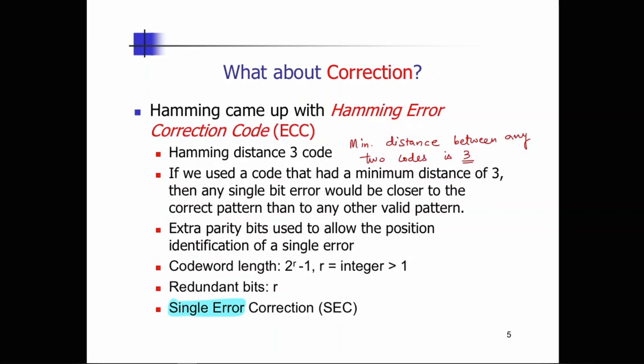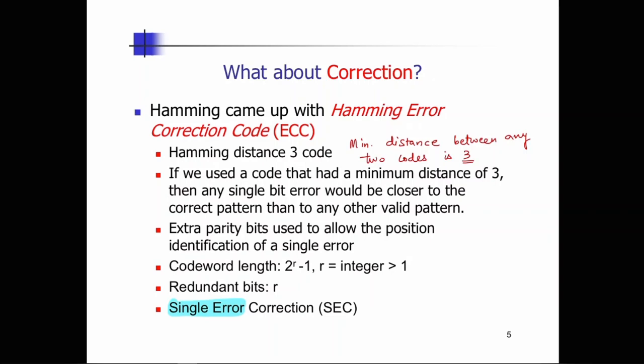locations in which the code word is different. So the number of bits that are different. And in this case, we are limiting that to at least 3. So we can have 4 bits that are different between those two codes, or 5 bits or more, but we cannot have 2 or 1. So we are limiting that.